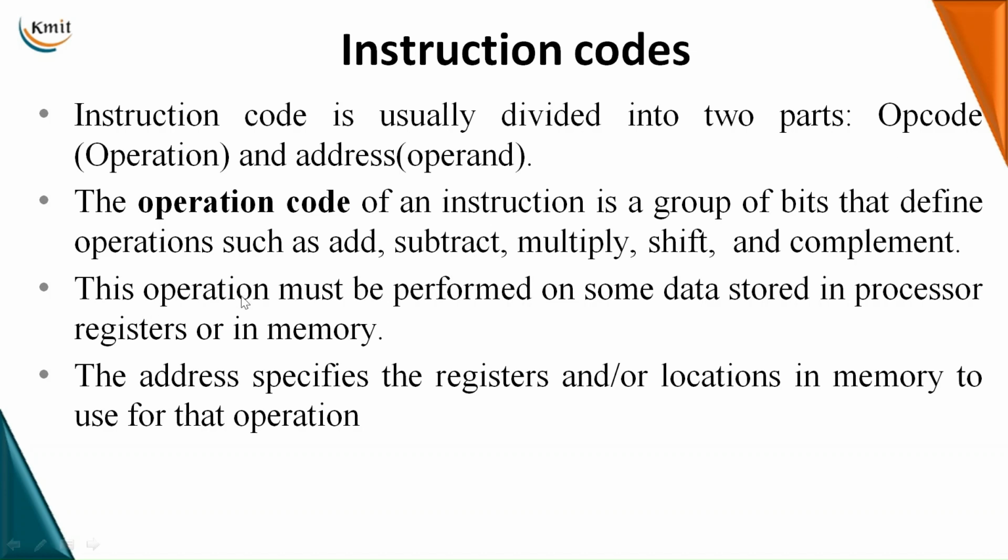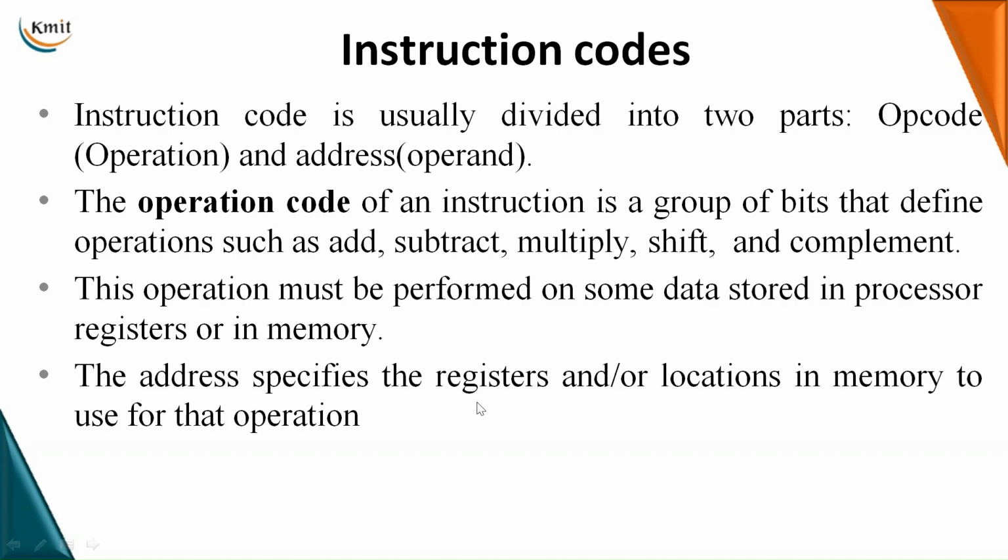This operation must be performed on some data stored in the registers or in the memory. On whatever registers or memory contain the data, the particular operation has to be performed, and that is defined by the instruction. The second part is the address part. The address part specifies the registers or the locations in the memory to use for that operation. So it has to perform an operation, but where are the operands?